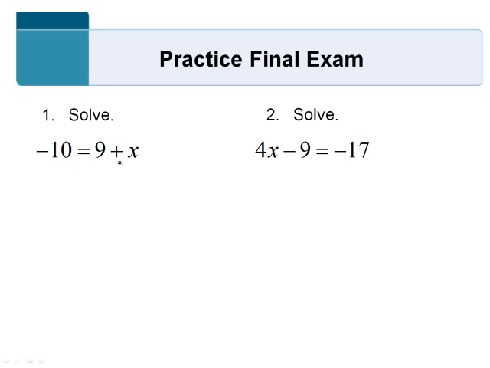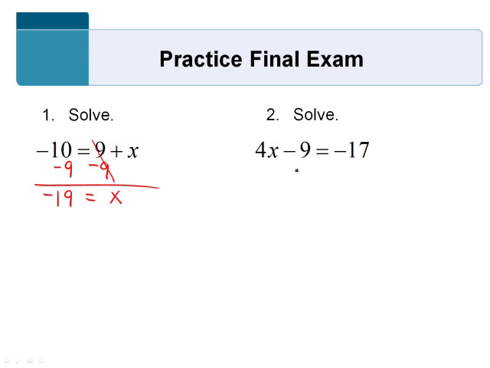Negative 10 equals 9 plus x. So to get the x by itself, we need to subtract the 9 from both sides. So negative 10 and negative 9 is negative 19. That comes down. The 9's cancel, and we have x. So there's your solution.